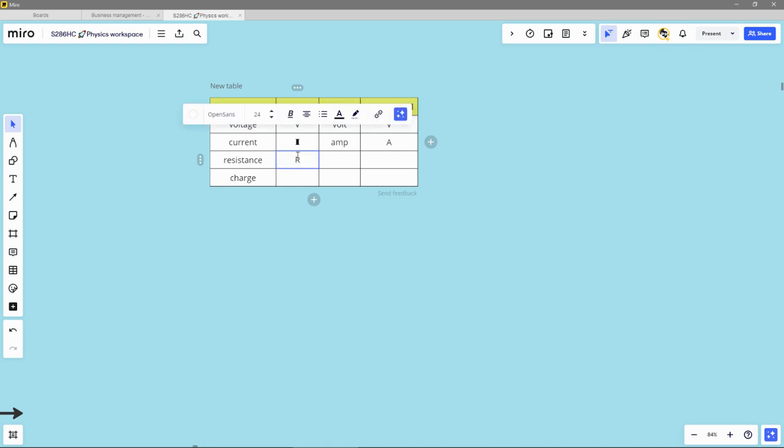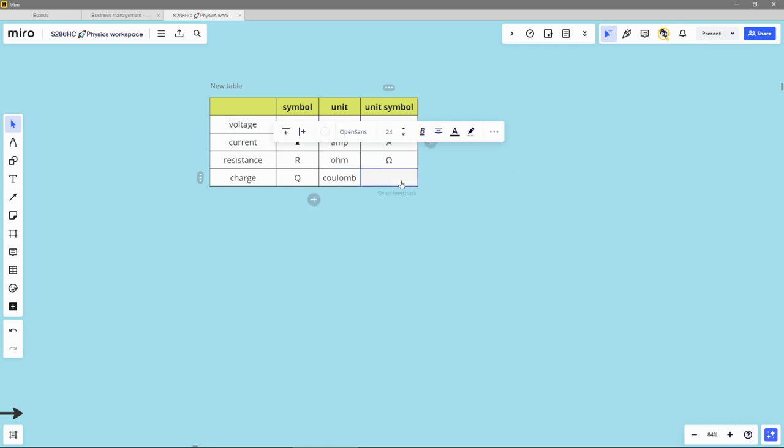Resistance can be represented by a capital R, and it's measured in ohms. And the symbol for an ohm is actually a Greek letter called omega. I'm going to go and get it. Okay, there we go. That's the symbol for omega. The symbol for a charge is Q. The unit for a charge is coulomb. And the symbol for coulomb is capital C. So don't confuse this fourth column with the second column. The second column is what we would write instead of this word, and the fourth column is what we would write instead of this word.